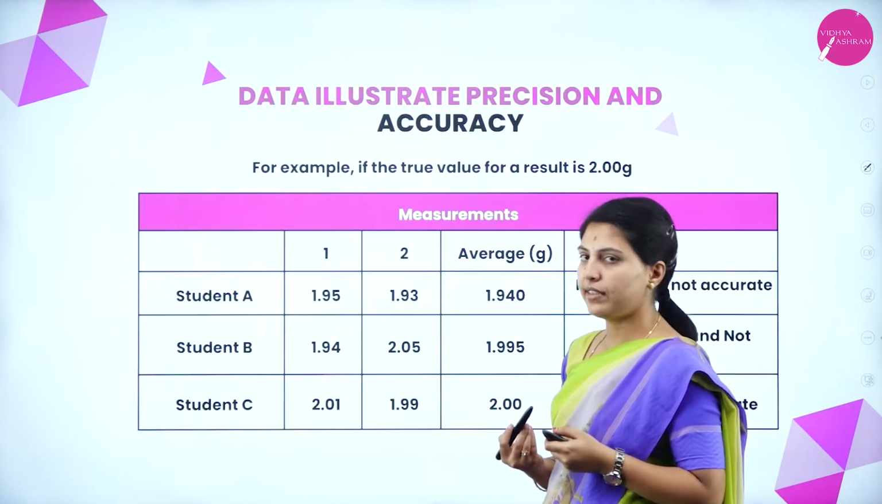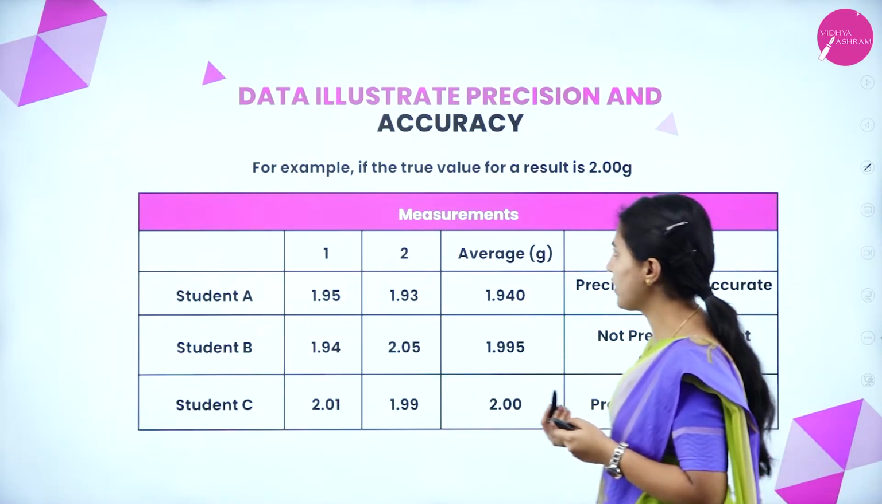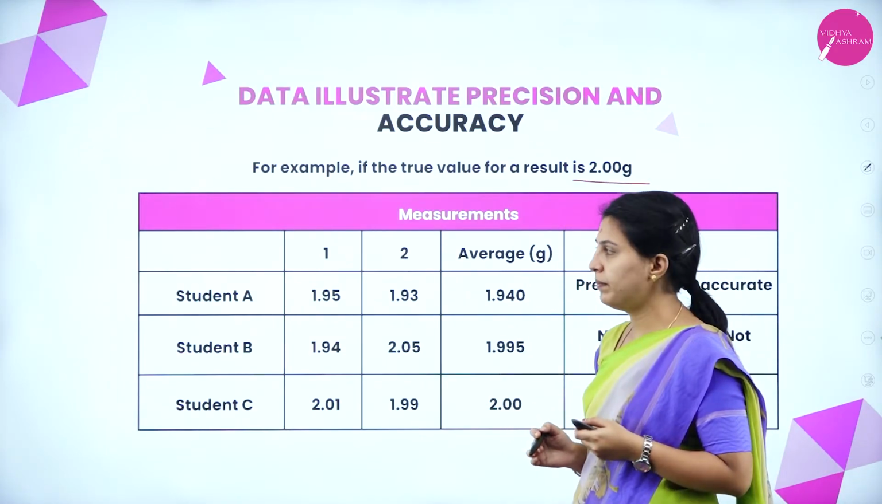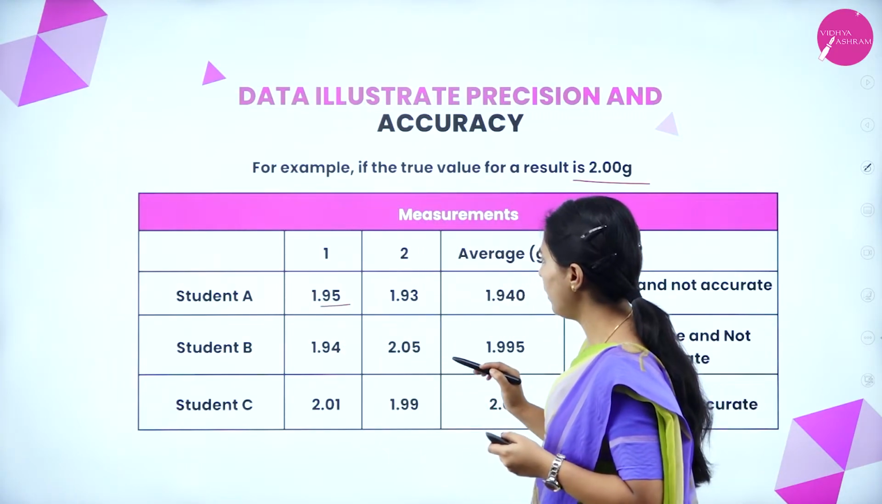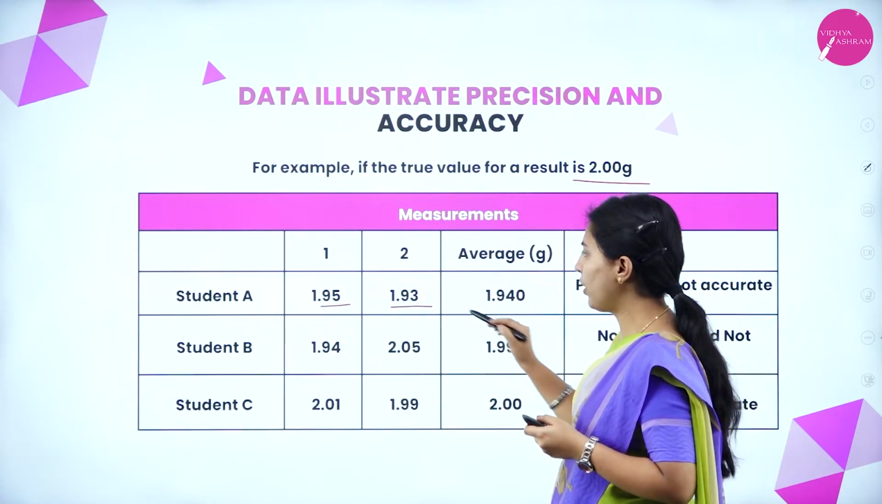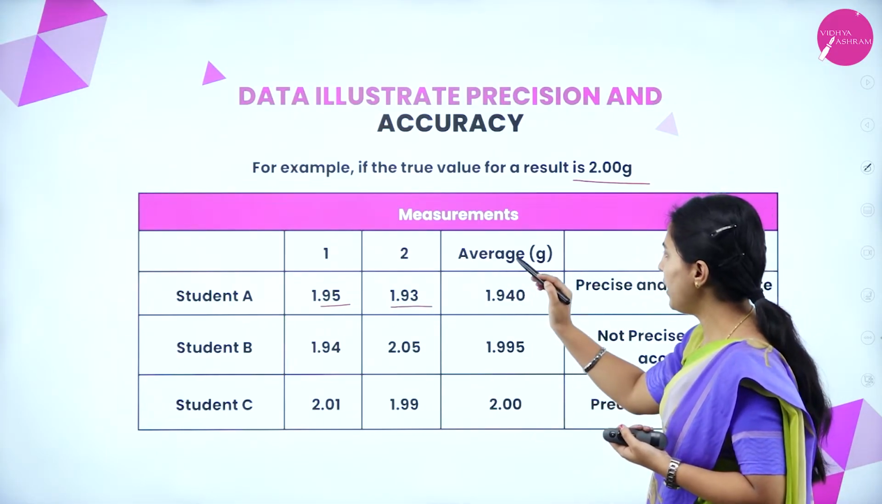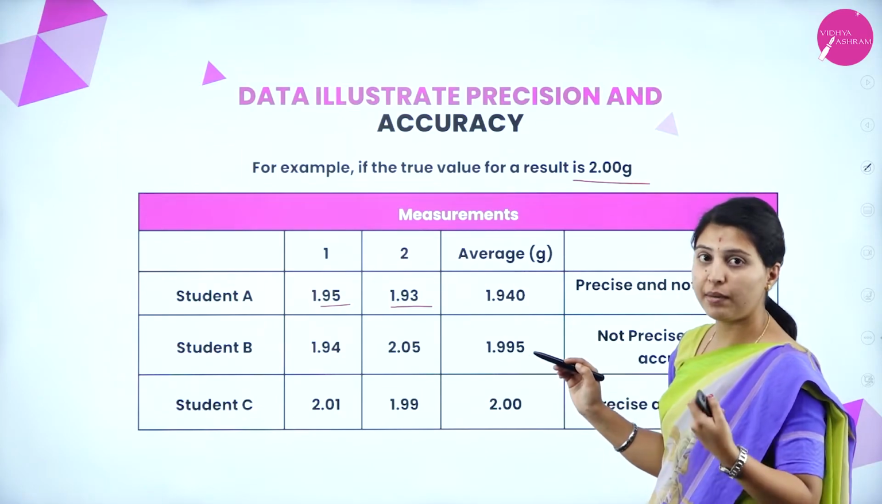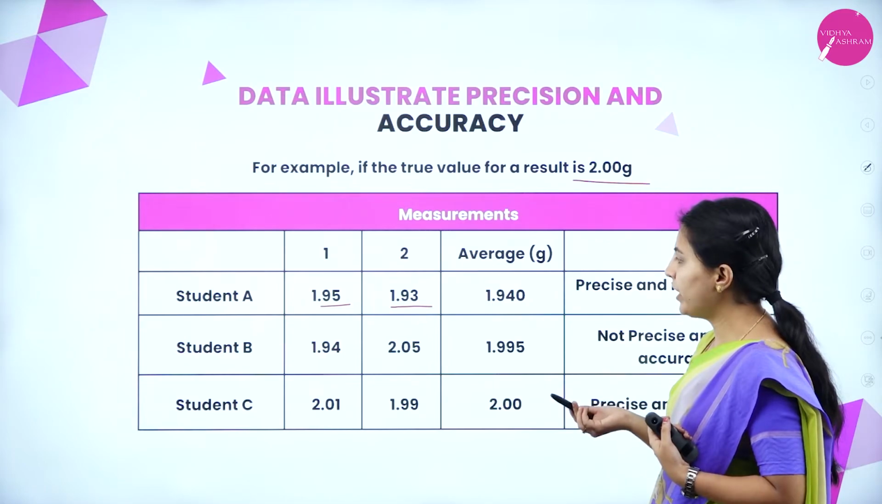Another example we are seeing here, with data illustrating precision and accuracy. For example, the true value is 2 gram. Student A will get 1.95 at the first trial. For the second trial, he will get 1.93. For the average, what will he do? Average means 1.95 plus 1.93 divided by 2, that is the number of trials. Okay, 1.94 he will get. What about student B?